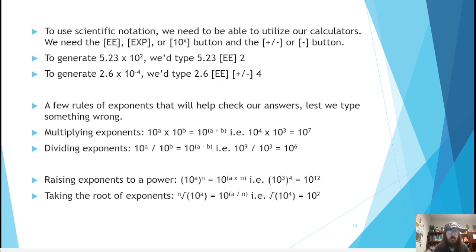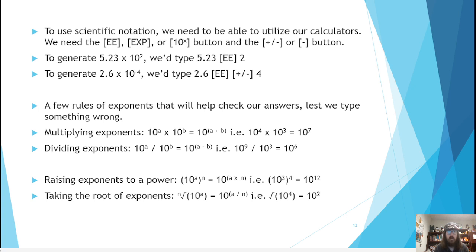When writing this, there are multiple different ways to write these, and I'll show this on my calculator in a minute. When writing scientific notation, your calculator has multiple different ways to do this. Your calculator may contain a button labeled EE. It may contain a button called EXP, or it may contain a 10 to the X. It may have a plus/minus, or it may have a minus button. Not the negative sign, but specifically a minus button.